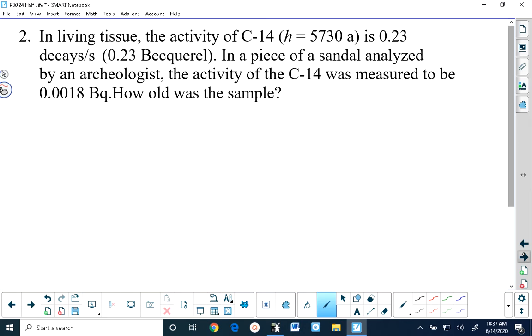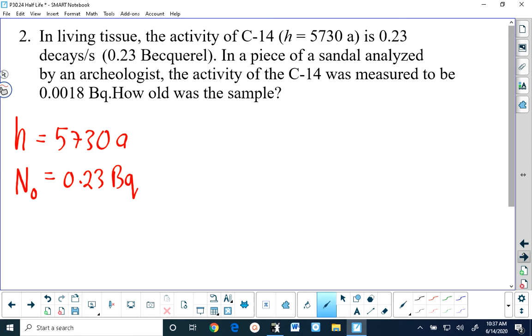Again, let's make an itemized list here. We've got the half-life this time is 5,730 years. The initial amount, well, I don't really want to call it the initial amount, but in our formula I've told you N0 is the initial amount. This is really, in this case, the initial activity though. It's 0.23 becquerel. The activity at some point in time later is 0.0018 becquerel. And you're asked to determine the age of the sample.